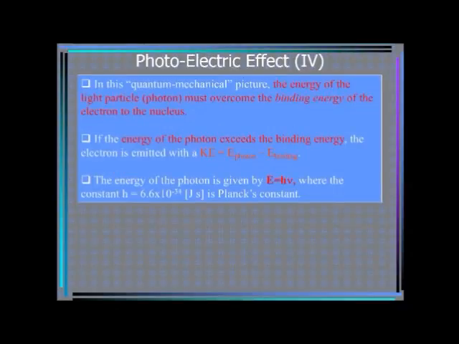Now in this quantum mechanical picture, the energy of the photon must overcome the binding energy of the electrons from the nucleus. If the energy of the photon exceeds the binding energy, then electrons will be emitted. So this is the simple equation: the kinetic energy is equal to the energy of the photon minus the binding energy. Whenever the energy of the photon is greater than the binding energy, the electrons will be emitted with a particular kinetic energy. And in this case the energy of the photon is given as E equals h nu. You know it very well. h is Planck's constant, 6.6 × 10⁻³⁴ joule second.